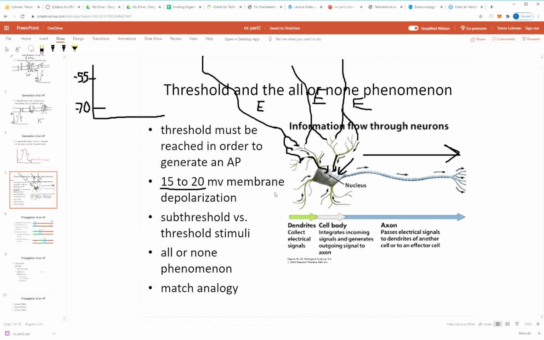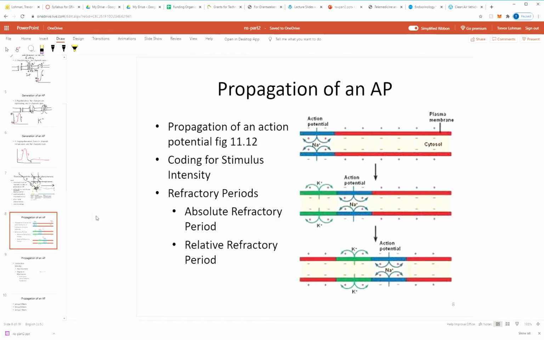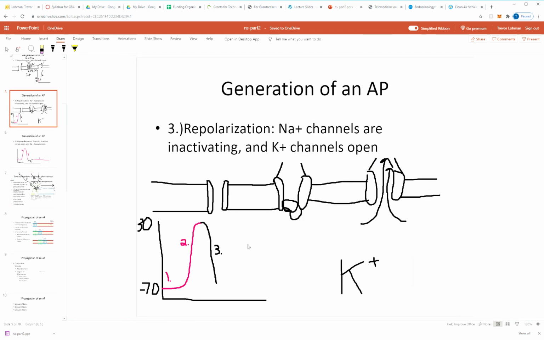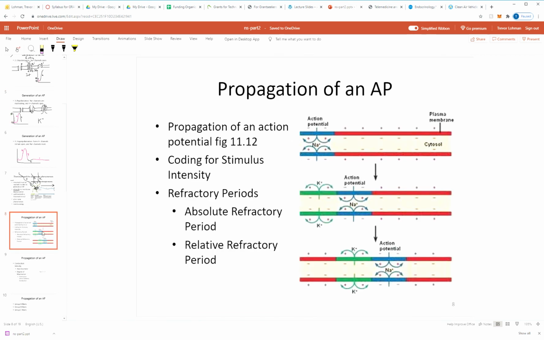But once you hit threshold, once you get to negative 55, an action potential is produced and then propagated down the axon. And that's actually what we're going to talk about next. What does propagation mean? We've been looking at a stagnant graph, right? We've been looking at what an action potential looks like as it passes by an electrode inserted into an axon. Let's zoom out a little bit and look at the whole axon and see how it works.